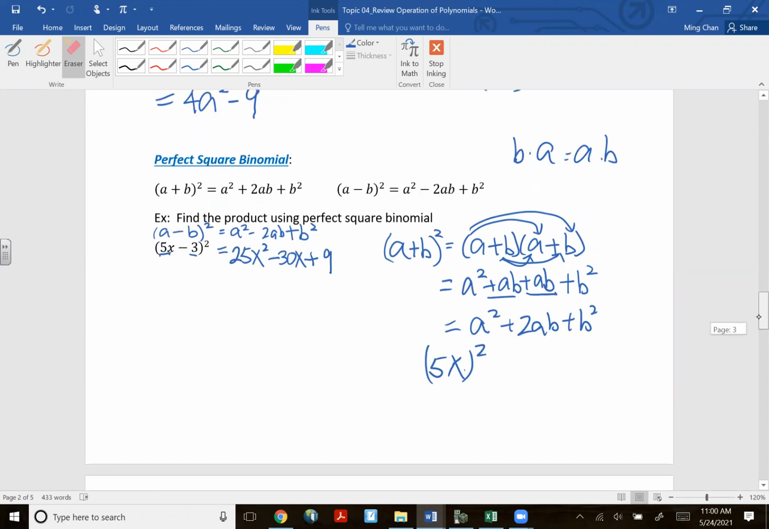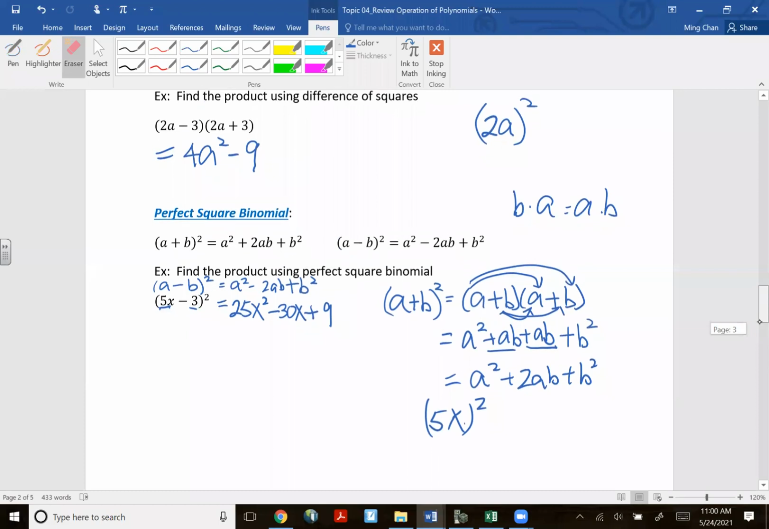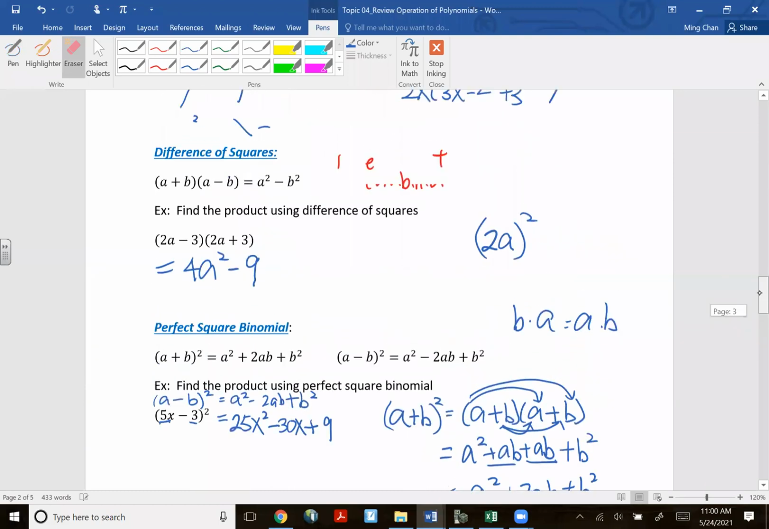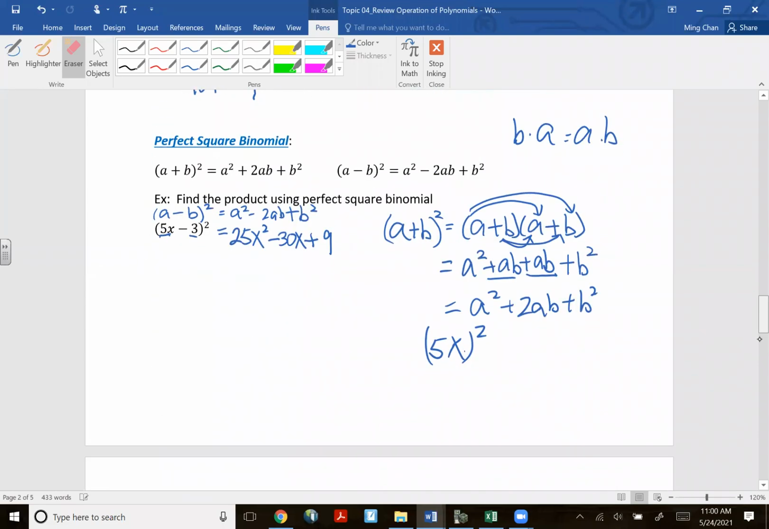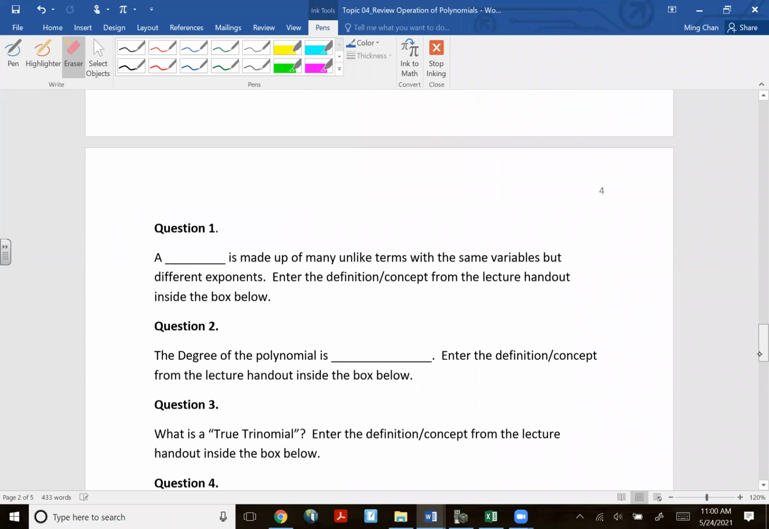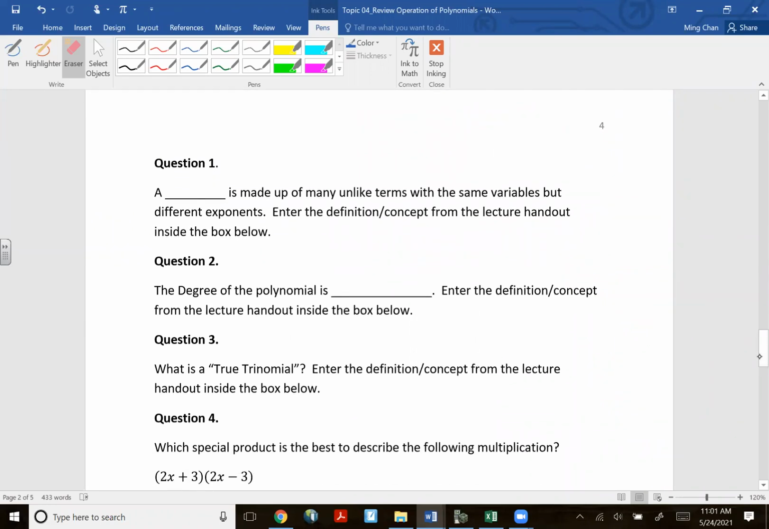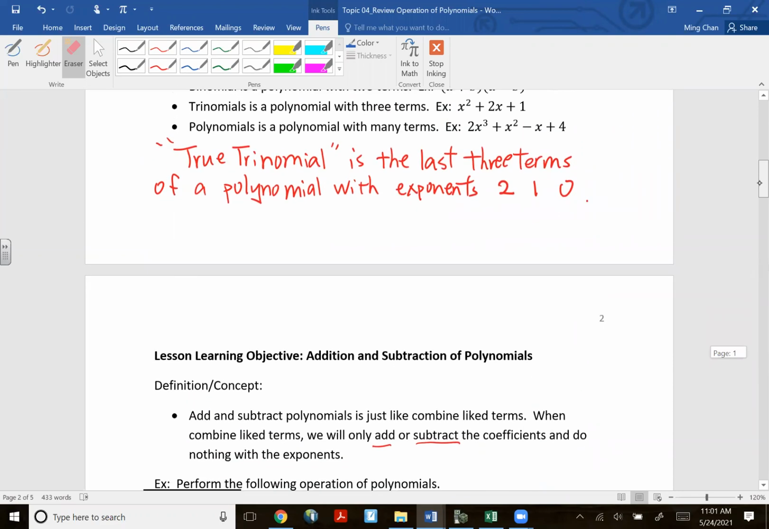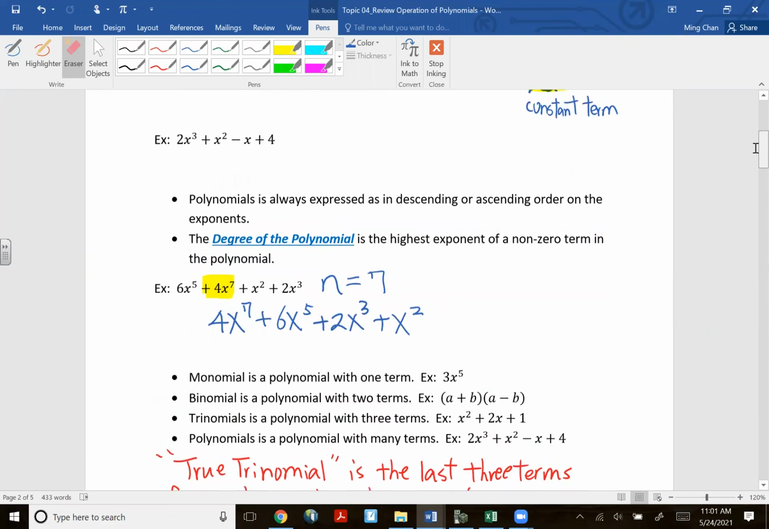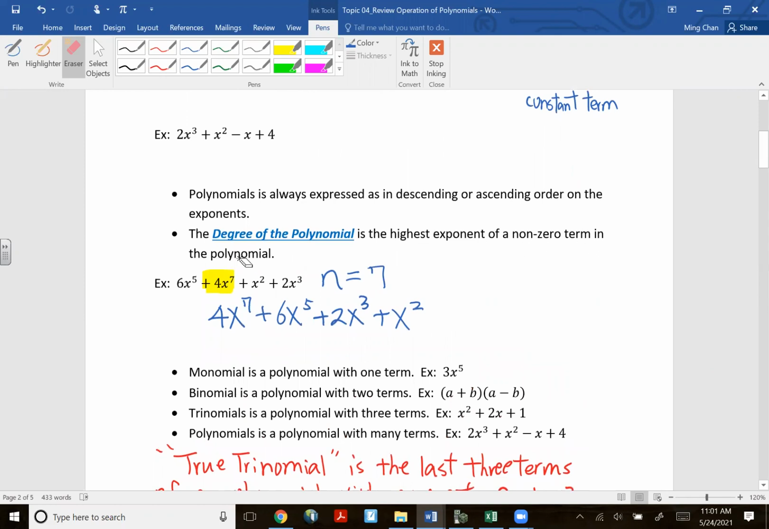So that's a real quick review of perfect square binomials, difference of squares, four methods for multiplying polynomials, and of course adding and subtracting polynomials. All right, let's go over this real quick. What is made of many unlike terms with the same variable but different exponents? A polynomial, right? Go ahead and copy down right here. Degree of a polynomial is the highest exponent of a non-zero term in the polynomial.